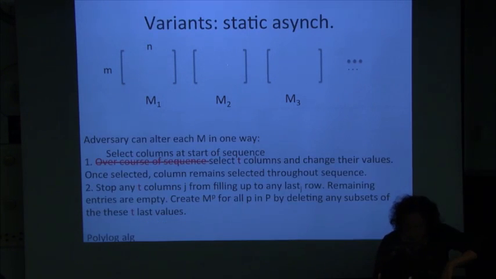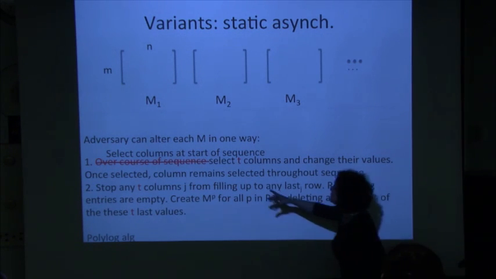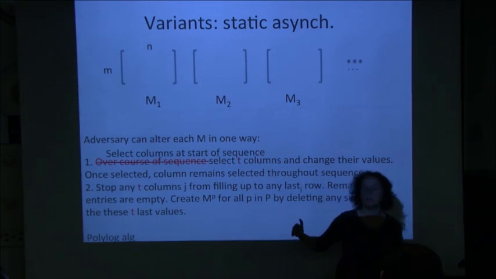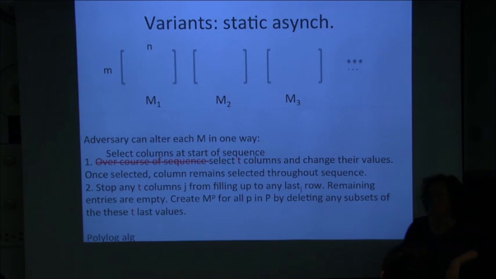Okay. Now, suppose you have a static asynchronous algorithm. Then you select the columns at the start of the sequence. The T columns are selected at the very start. And that would be it. That would be the difference.